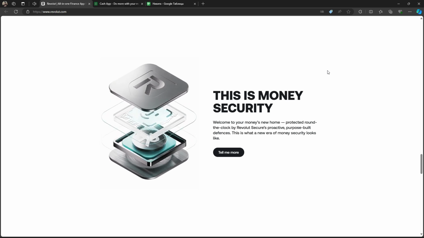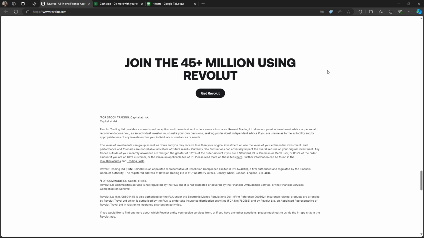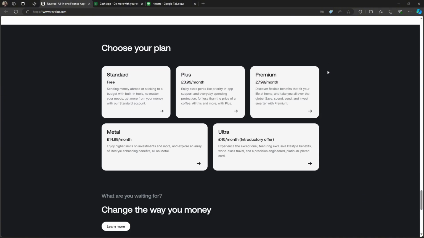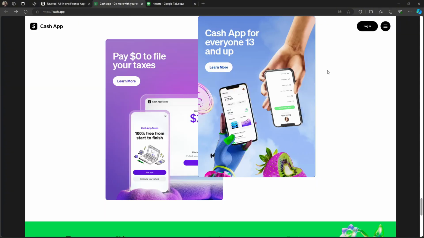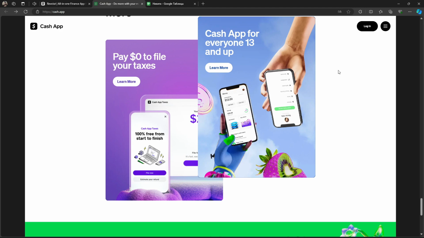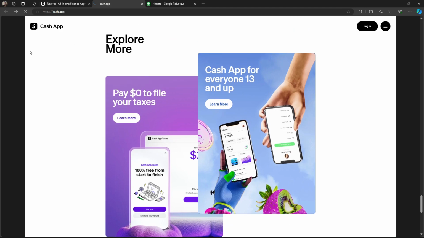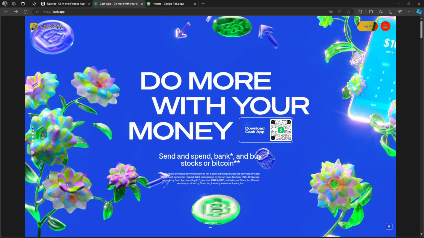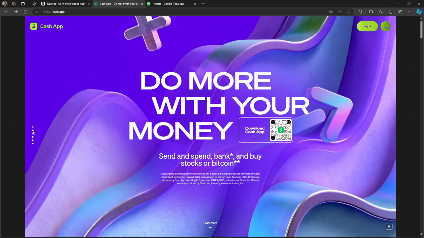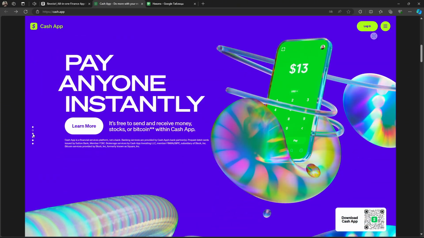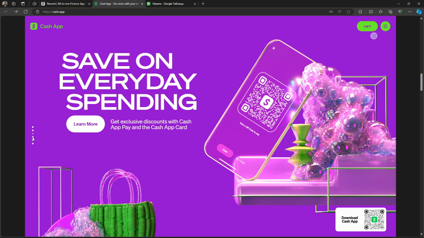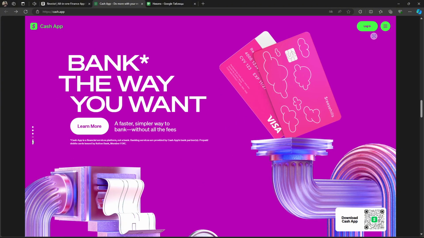Cash App, in contrast, is primarily focused on domestic peer-to-peer payments within the US and UK. It's known for its ease of use and simple interface, allowing users to send and receive money with just a few taps. In addition to money transfers, Cash App offers users the ability to invest in stocks and Bitcoin, making it an attractive option for those looking for an all-in-one financial app.